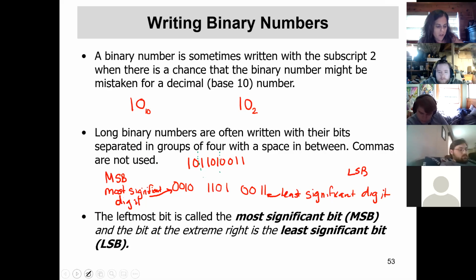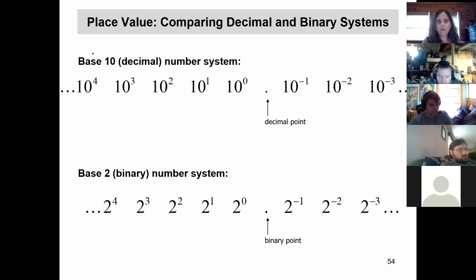Before we actually start figuring out what these numbers are or converting them into the decimal system, let's kind of understand the base, what's going on with these powers of 2, powers of 10. So in our basic base 10, or our decimal number system, we have our decimal point. It's kind of our place of reference.